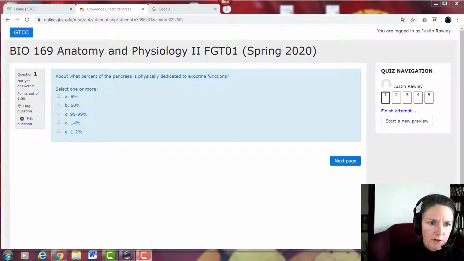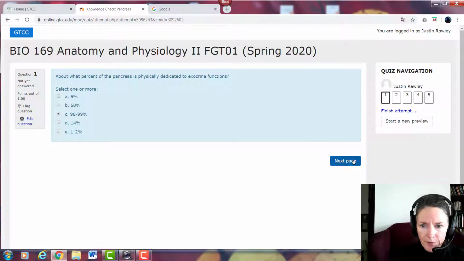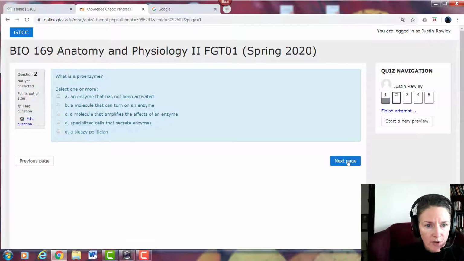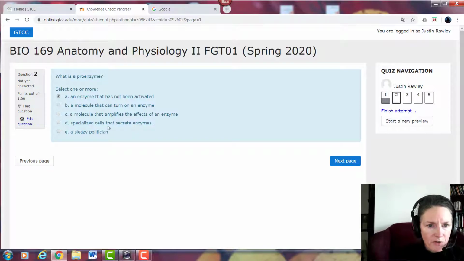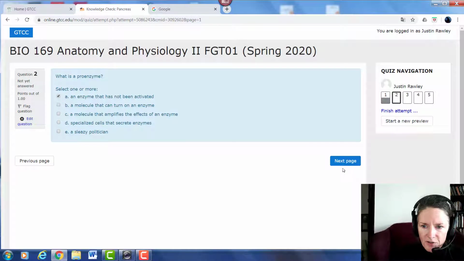All right, let's have a look at the pancreas. About what percent of the pancreas is physically dedicated to exocrine functions? Exocrine functions, that is the production of enzymes. So 98 to 99%. What is a proenzyme? It is an enzyme that has not yet been activated. Usually you have to cleave part of the amino acid structure. So it's not a separate molecule, and it's not a specialized cell that secretes molecules or enzymes. It could be a sleazy politician. No, I don't think so. It's an enzyme that's not been activated.